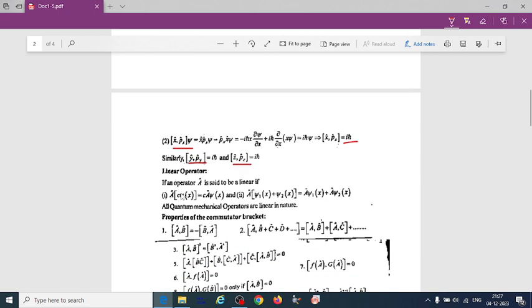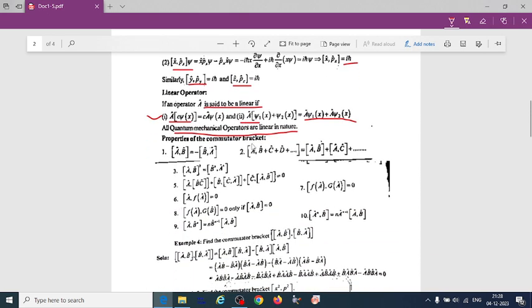Okay, next, what is a linear operator? An operator A is said to be linear if this condition holds: A cap acting on constant c into psi of x equals c A cap psi of x. This is for one dimension. The second condition: if there are two functions, psi1 of x and psi2 of x, you can also write the linear operator condition. So all quantum mechanical operators are linear in nature.